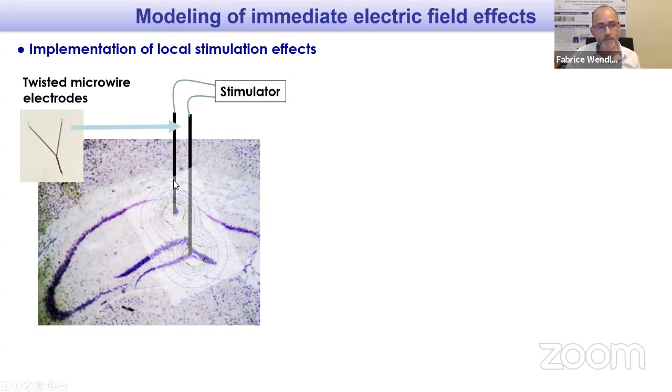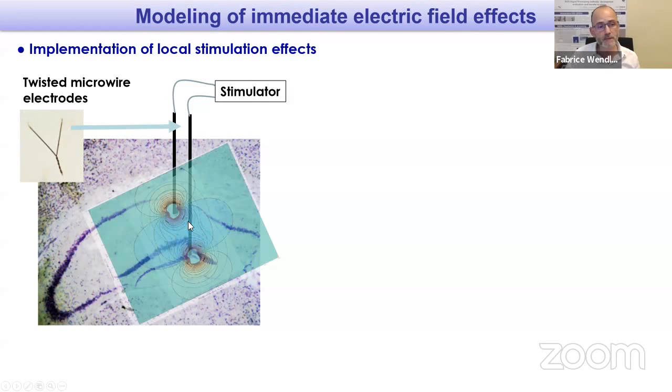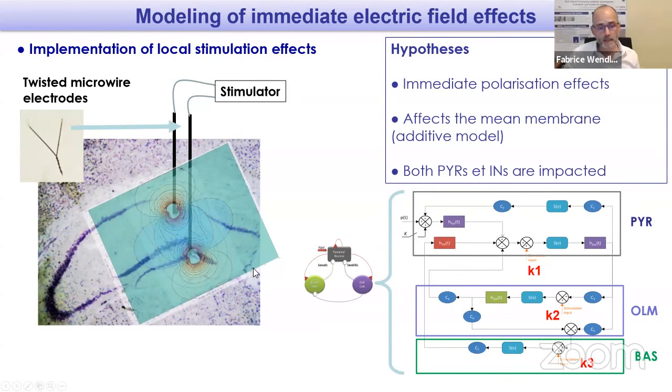Basically, we put the electrode such that we achieve either a hyperpolarization or a depolarization in CA1, the pyramidal cells, but also in the dentate gyrus. We also assumed that the local low-intensity stimulation not only affects the pyramidal cells, but also the local interneurons. So we have parameters to weight the amount of membrane polarization onto the 3 types of cells.